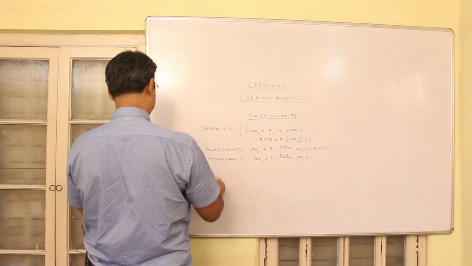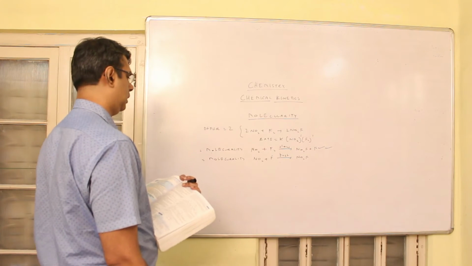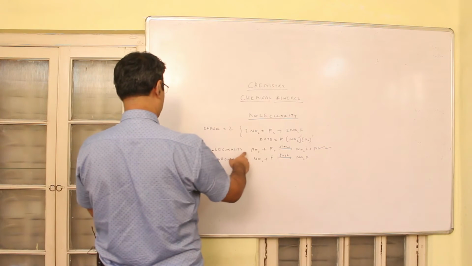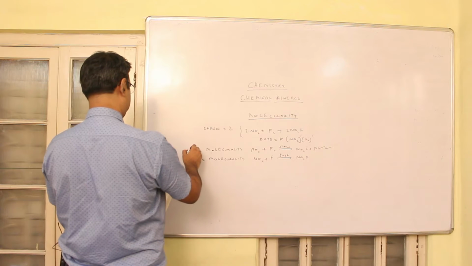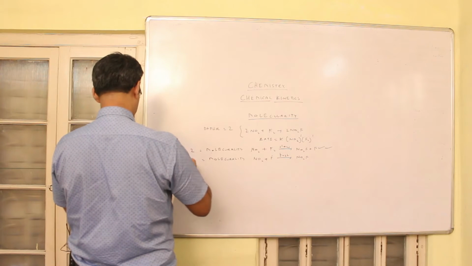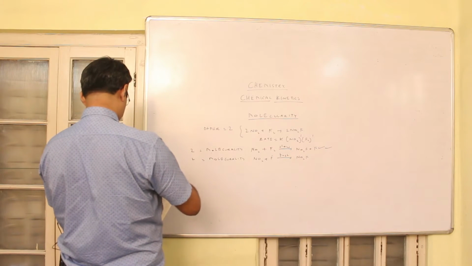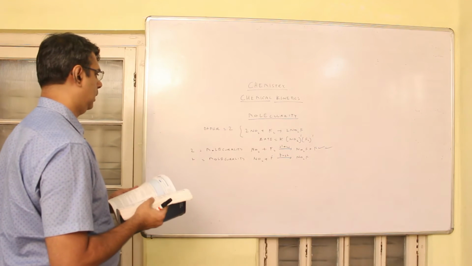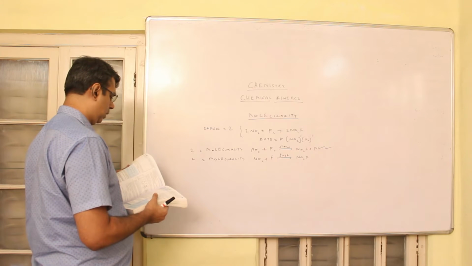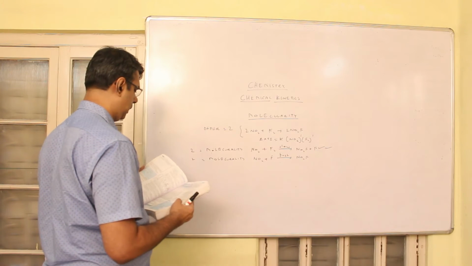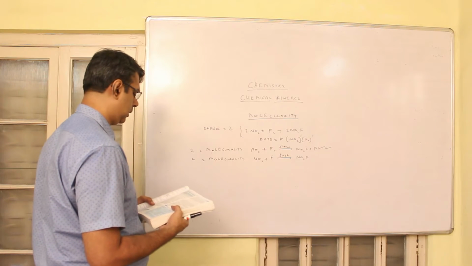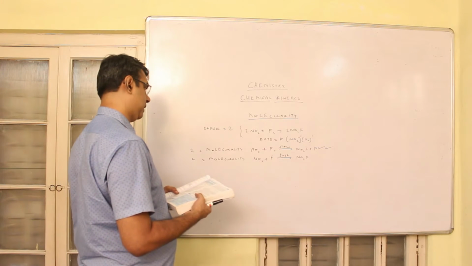Now molecularity is nothing but the total number of moles of reactants in a particular step. So the molecularity of this step will be 2, and the molecularity of this step will also be 2. This is a very important thing, that the molecularity of a particular reaction is nothing but the number of molecules or ions which are taking part in that particular step.